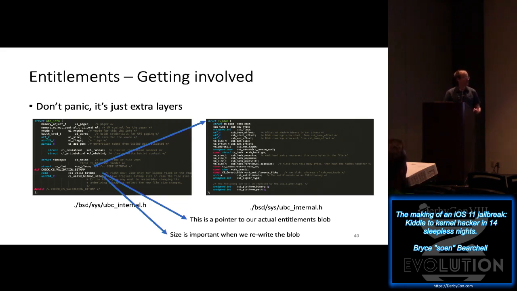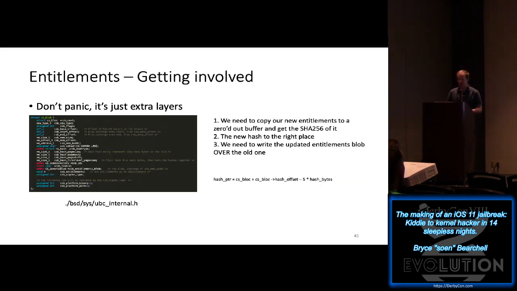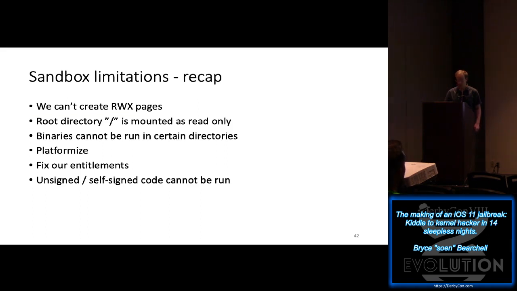And then we just need a pointer to our entitlements blob, and a pointer to where it stores the hash. So our plan of attack is: we put our new entitlements in, we SHA-256 them, we write our hash to where it expects it, and then we overwrite the old entitlements blob with our new one. So it's simple. We're just replacing them, right? The code for that is more involved, and I won't get into it, but the idea is conceptually there. All we have to do is replace our entitlements and move on.